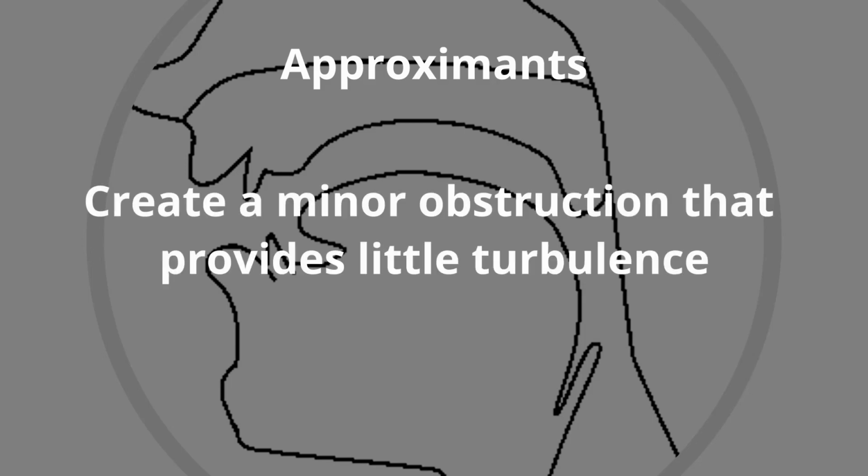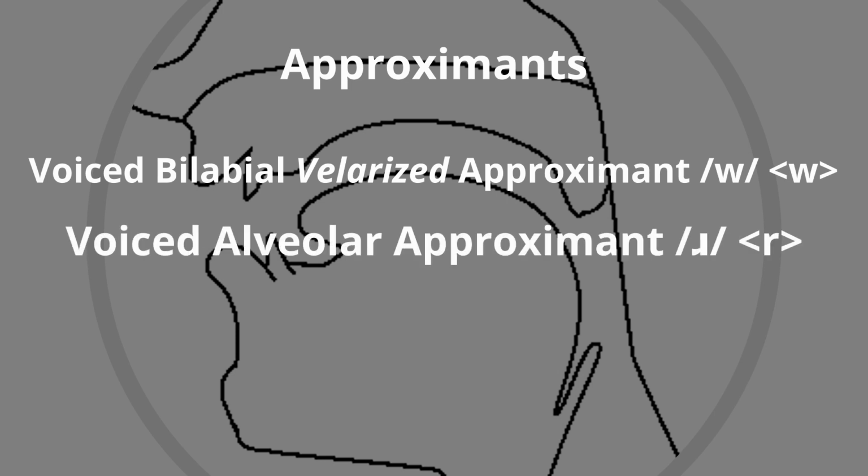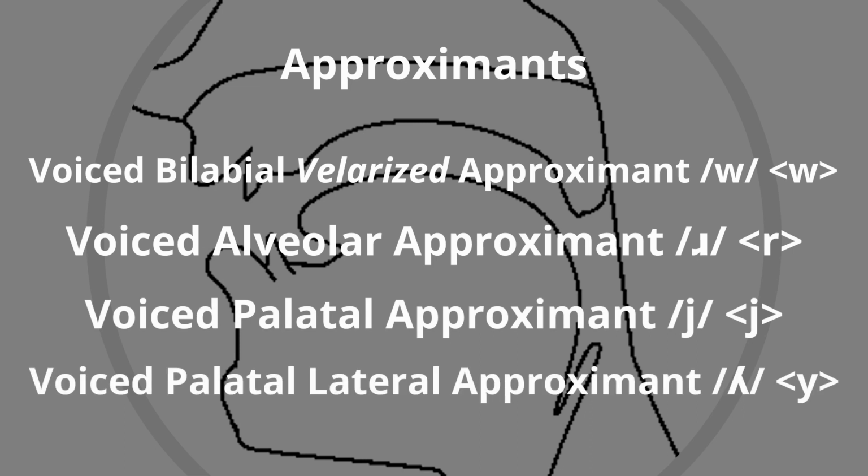Approximants. Perhaps unlike the other sounds, approximants are produced by creating so little an obstruction that there is little turbulence. Approximants make up the largest manner in Ur-Kittat with 4 sounds: the voiced bilabial velarized approximant, W, the voiced alveolar approximant, R, the voiced palatal approximant, Y, and the voiced palatal lateral approximant, Y. As I stated before, approximants will hardly create turbulence with their obstruction.